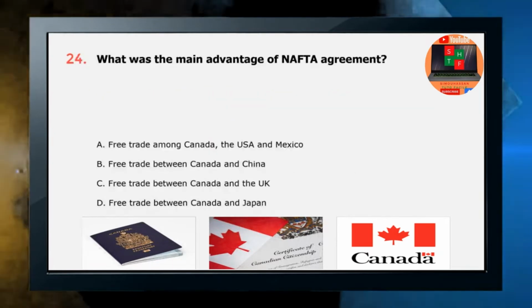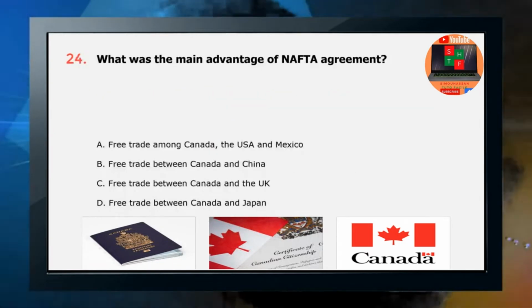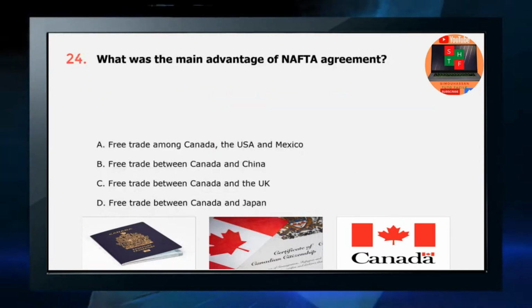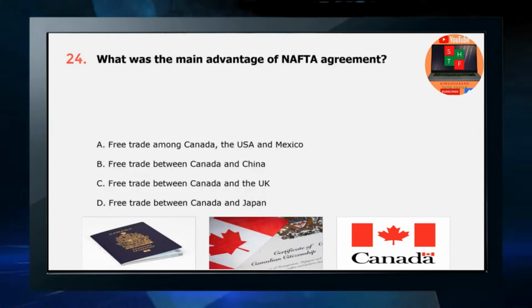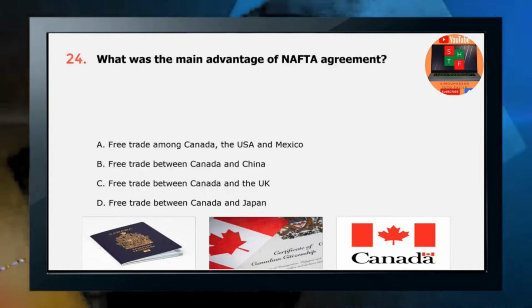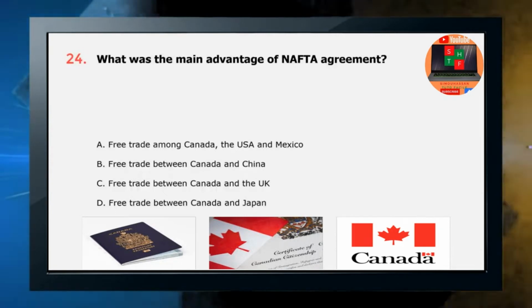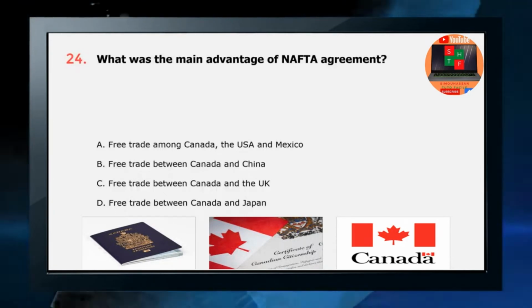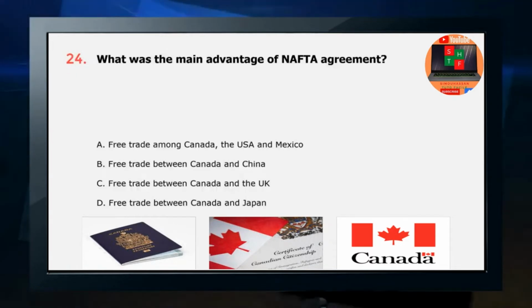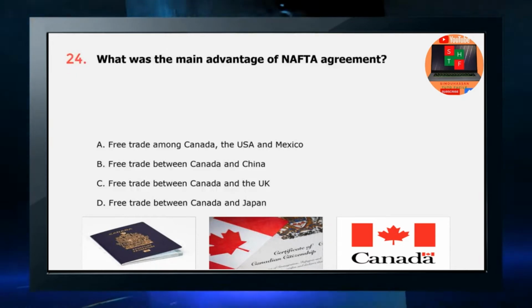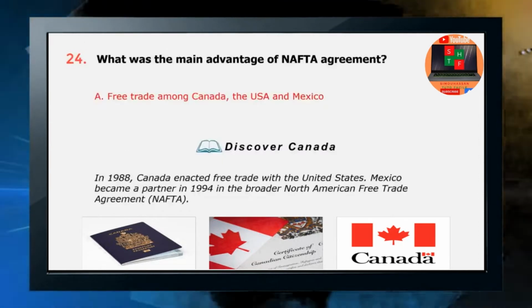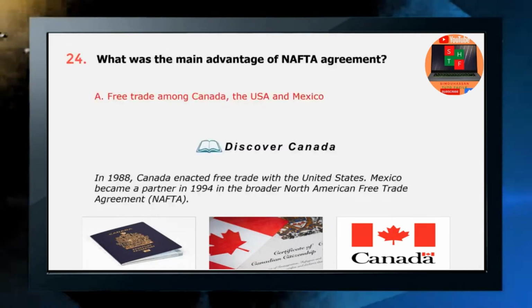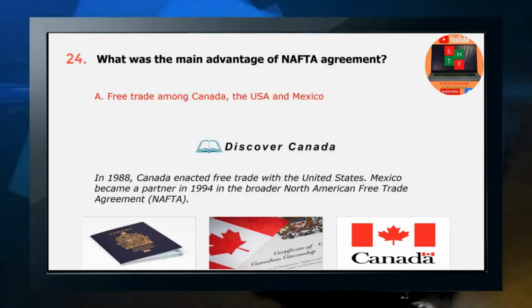Question 24. What was the main advantage of NAFTA agreement? A. Free trade among Canada, the USA, and Mexico. B. Free trade between Canada and China. C. Free trade between Canada and the UK. D. Free trade between Canada and Japan. The answer is A. Free trade among Canada, the USA, and Mexico.